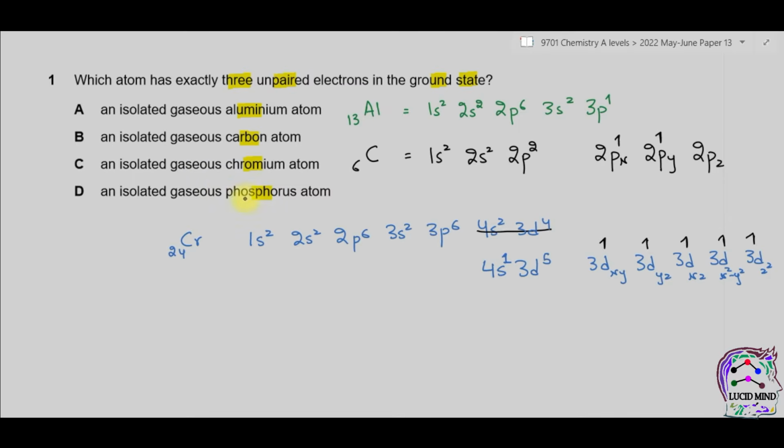Part D, we have phosphorus. The atomic number of phosphorus is 15. So let's do this one. 1s2, 2s2, 2p6, 3s2, 3p3. Now the p orbital has 3 orbitals, 3px, 3py, 3pz. Each can have a maximum of 2 electrons. Now we have 3 electrons in total, so 1, 2, 3, 3 unpaired electrons will be there. So only phosphorus has got 3 unpaired electrons in the ground state, so the answer is D.